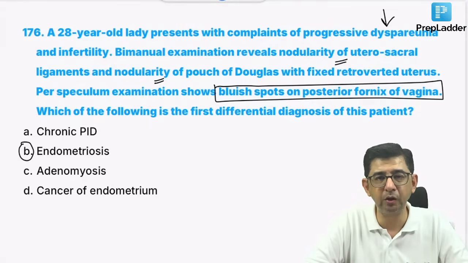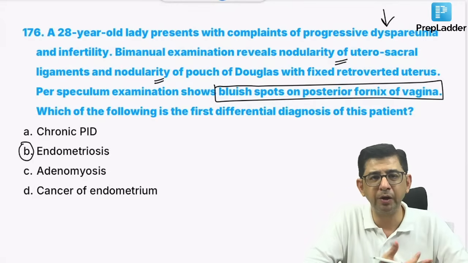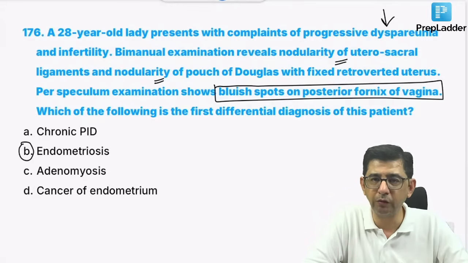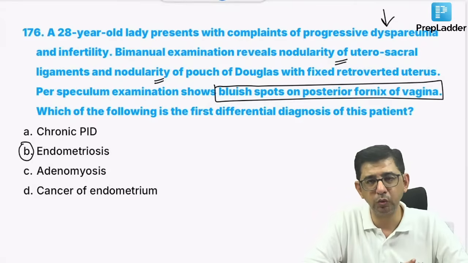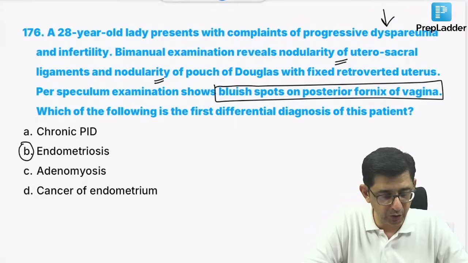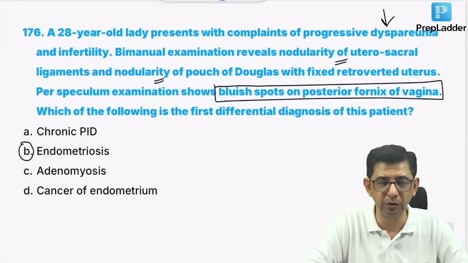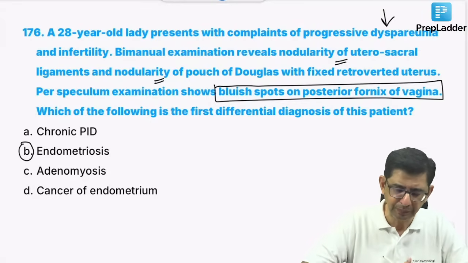The main hint in the question is the bluish spots on the posterior fornix of the vagina, which means bleeding, and endometriosis can then cause a chocolate cyst of the ovary. There was an image-based question on the chocolate cyst of the ovary in last time's paper. The two image-based questions were placenta accreta and this chocolate cyst of the ovary, and the clinical history was also given. So most guys were able to pick it up not only on the basis of the histopathological specimen, but because a similar-sounding history was given in the question.